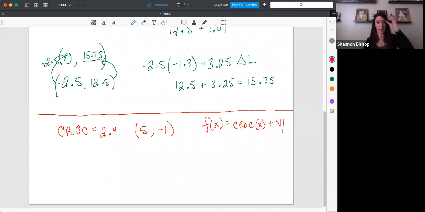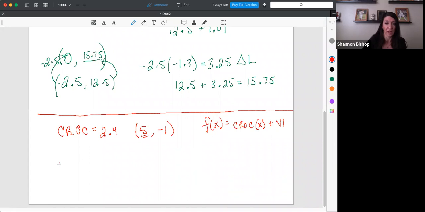So when you're looking at this information, you're like, okay, did they give me the CROC? Well, yes, they did. Did they give me the vertical intercept? No, because this ordered pair is not an input value of 0. It is not paired with 0. It is not the vertical intercept. So that is not your VI. So you're going to have to find it. And how you find it is the exact same process we did with the candle problem.